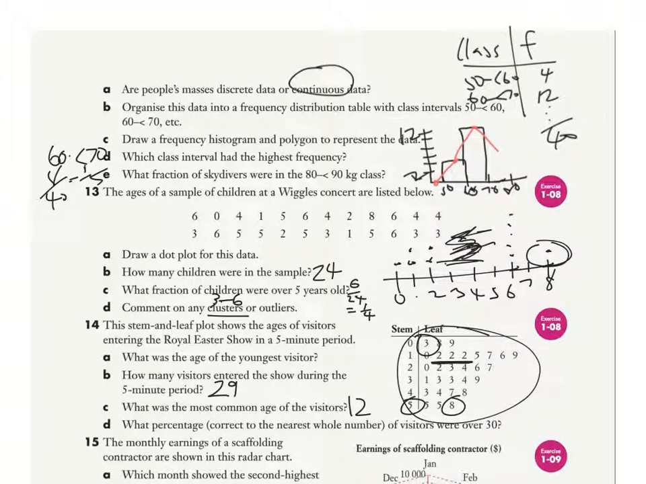And what percentage of visitors were over 30? So we're talking about those ones there. Count the number. There are 12 out of the 29. Times that by 100. Okay.